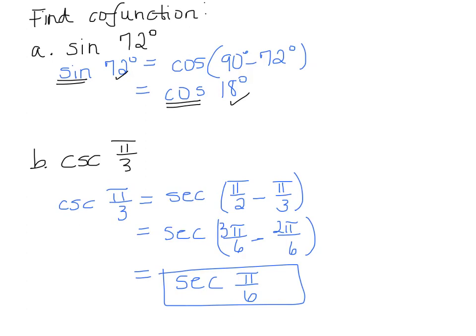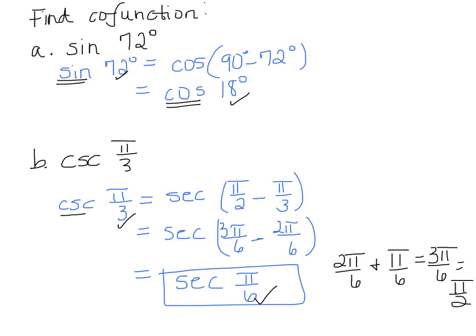And then with these, pi over 3 and pi over 6 should both add up to pi over 2. That's one way you can check it. You already know that pi over 3 is 2 pi over 6 plus 1 pi over 6 gives us 3 pi over 6, which reduces to pi over 2. That's how you know you did it correctly. And then cosecant is the cofunction for secant.